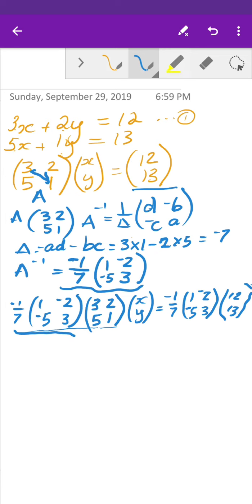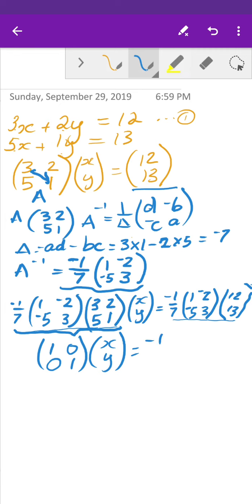Now, when you multiply these two, you will get the identity matrix. You can try that. And when you multiply these three, you will get the answer. So I'm just going to leave negative 1 over 7 and multiply.